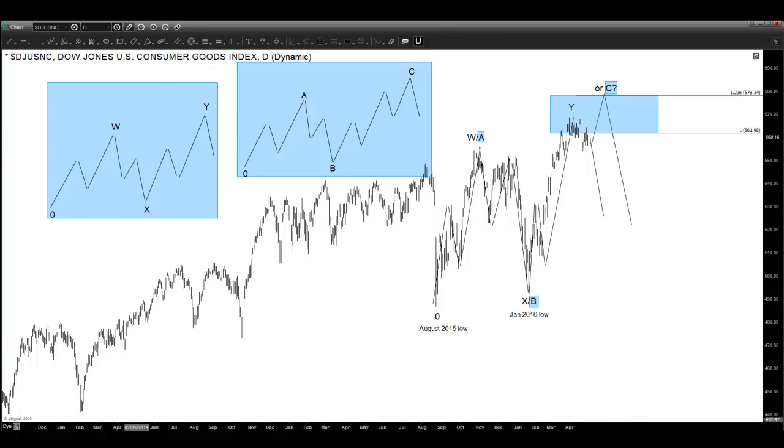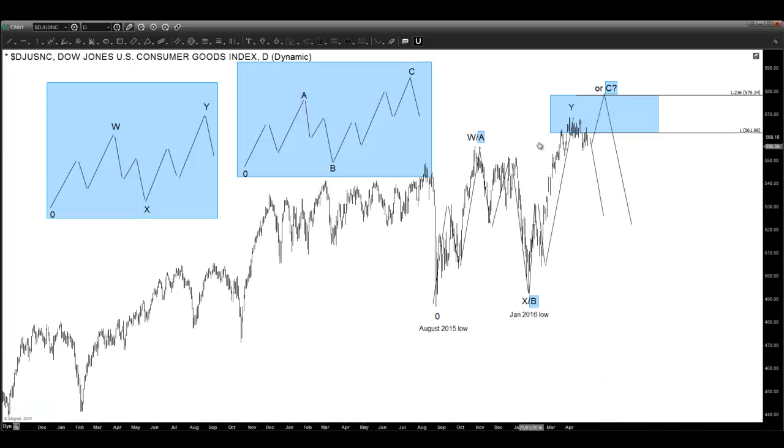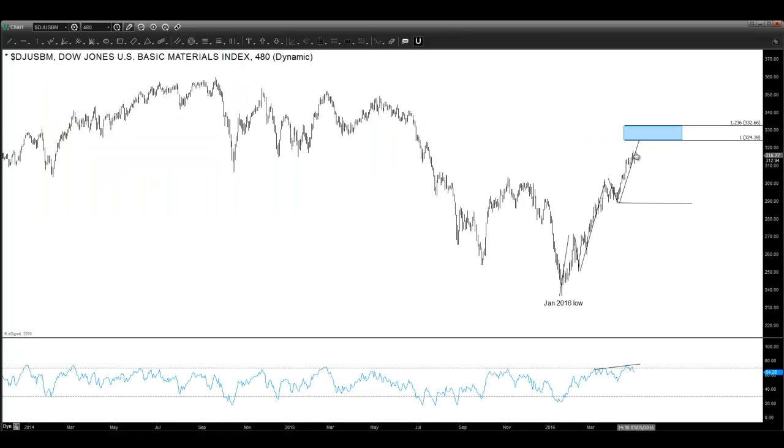So if we do get another high in the consumer goods, all right, then it is quite likely we get another high here in the basic materials index as well to about 324, 332 area, and then to finish the cycle from January 2016 low, and then we start the three-wave pullback, all right, at minimum. And if the consumer goods index sells off hard, doesn't make a new high, then it is quite likely this one also can truncate and pull back without reaching that box.